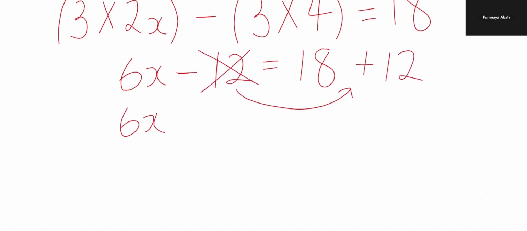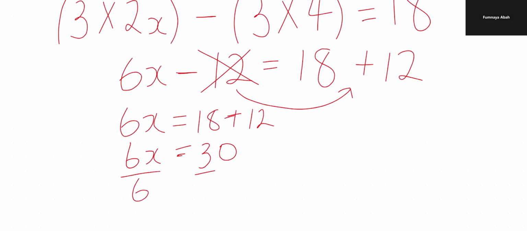So now we're left with 6x, and 6x is equal to 18 plus 12. So 6x is equal to 18 plus 12, which is equal to 30. So now we know the value of 6x, so now we can simplify to find the value of x. To do that, we can divide both sides by 6. So 6 crosses out 6 on this side. We're left with x, and x is equal to 30 divided by 6, and that's equal to 5. So this is our answer. x is equal to 5.